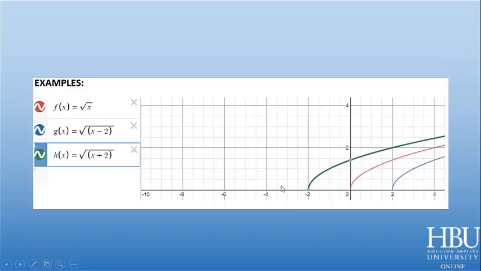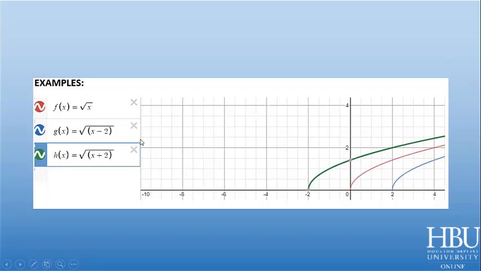Let's see why that works the way it does by taking an example. Again, we'll start with the basic function f of x is the square root of x, the red graph here. If I replace x with x minus 2 under the square root sign, and that's my new function g, g is the blue graph here. You can see that it has taken the red graph and shifted it 2 units to the right. So the point (0, 0) on the graph of f is shifted to the point (2, 0) on the graph of g.